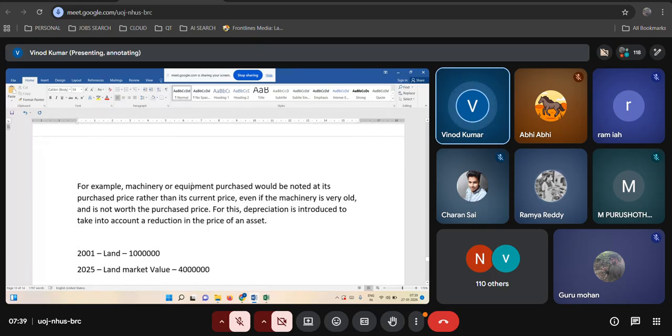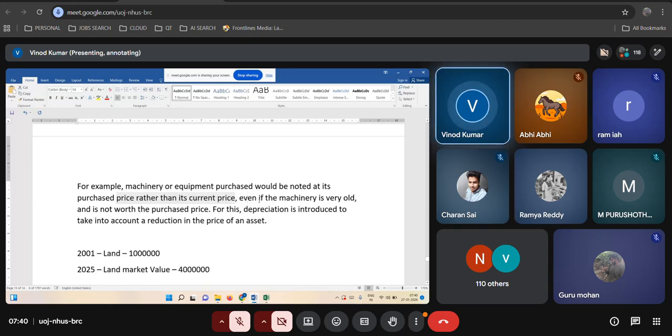For example, machinery and equipment purchase will be noted at a purchase price rather than the current price. So if you purchased the machinery in 2020 for 10,000, now it might have increased to 40,000. Can we show 40,000? No. What is the value of the asset we purchased? That value we need to show, 20,000. That is called the cost concept in accounting.